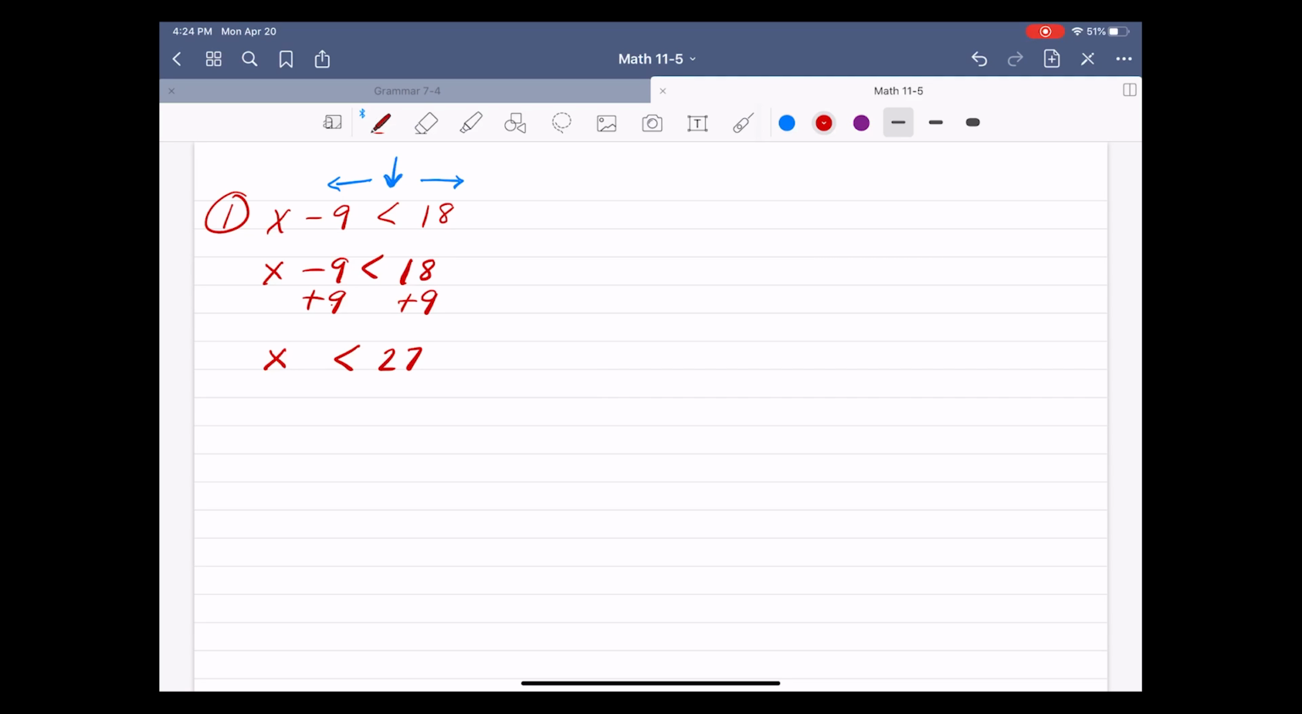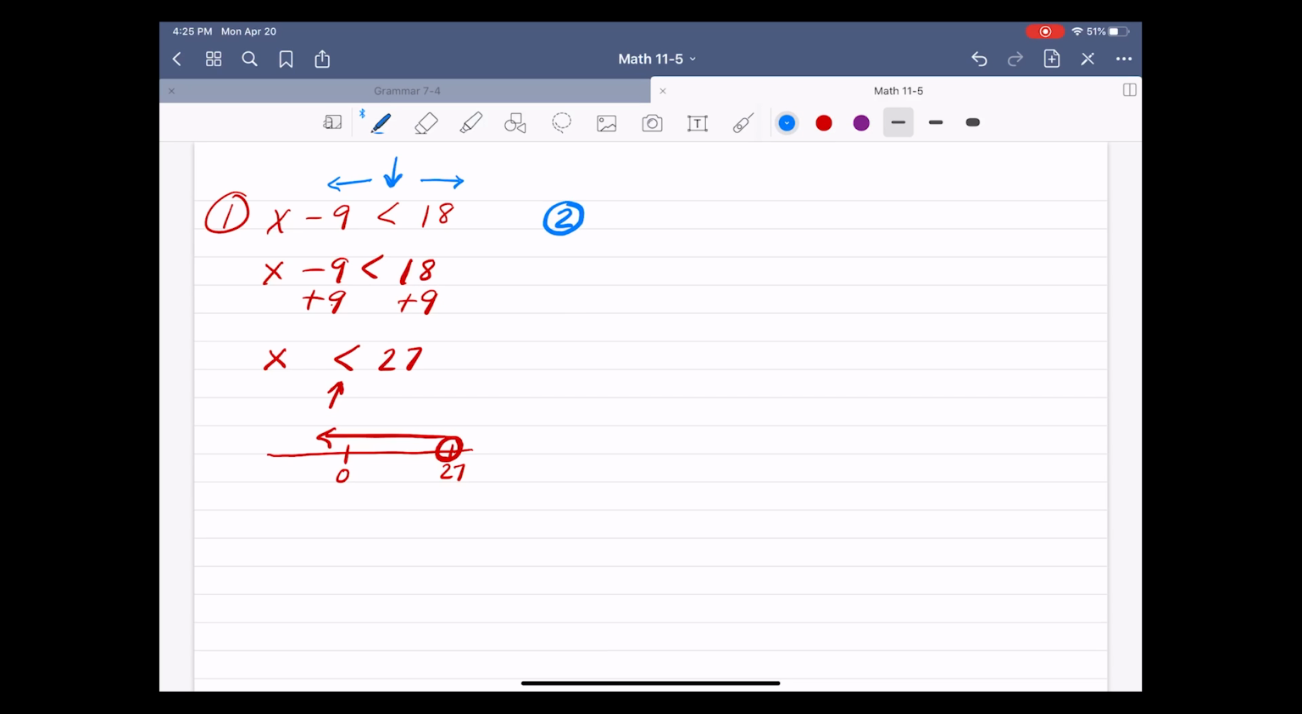And then the instructions tell us to graph the number line. And the thing I want you to remember is that when you look at this less than sign, because it's less than but does not include, it's not less than or equal to, the dot when you graph it is going to be open. So in this case, if this is 0 and out here we just label this 27, x is less than 27. That's what your graph would look like. The open circle shows you that it does not include 27.